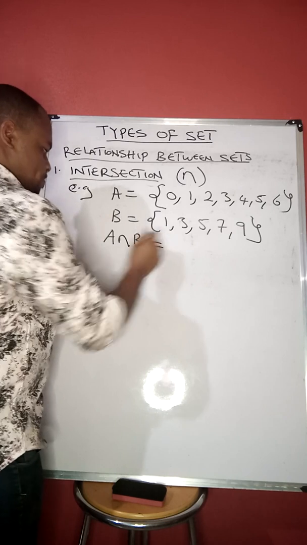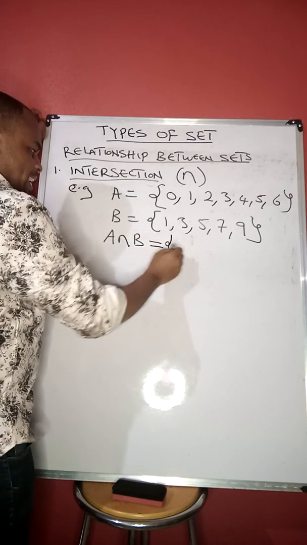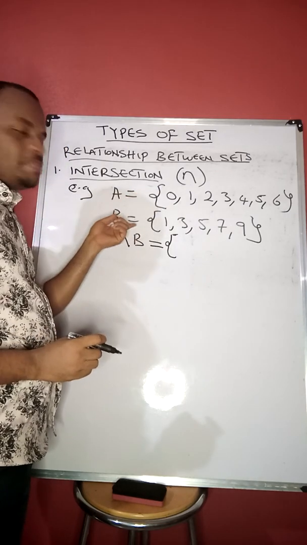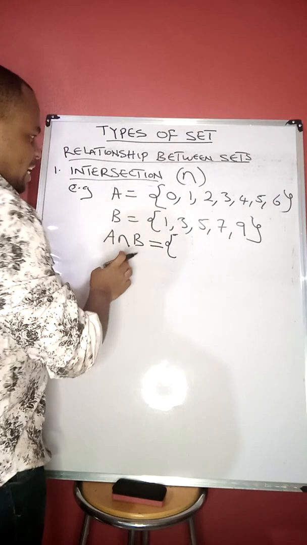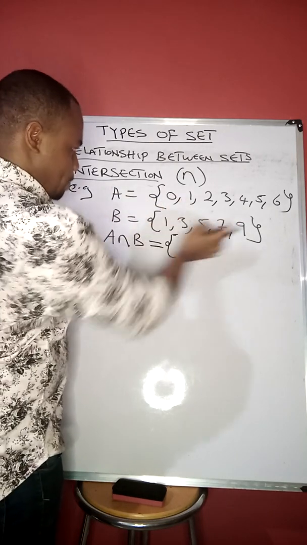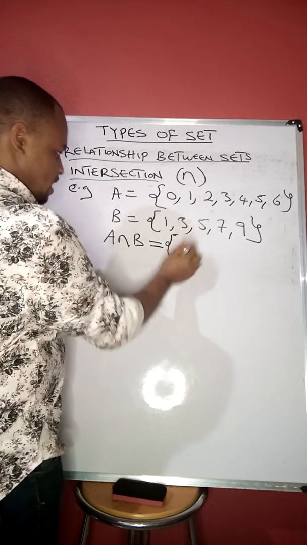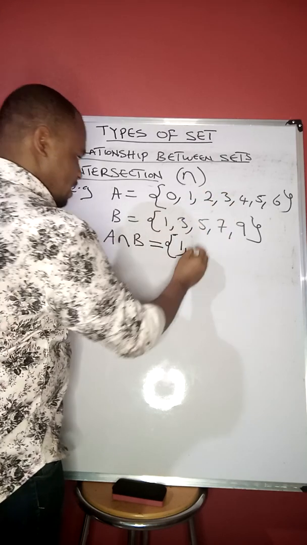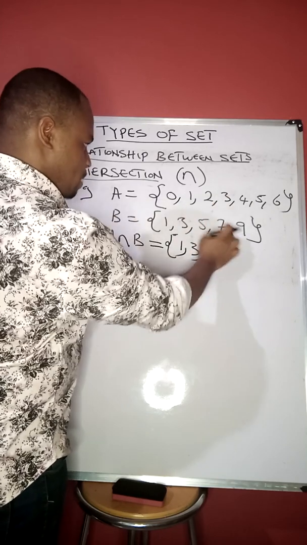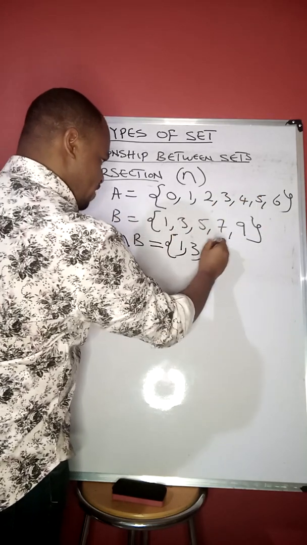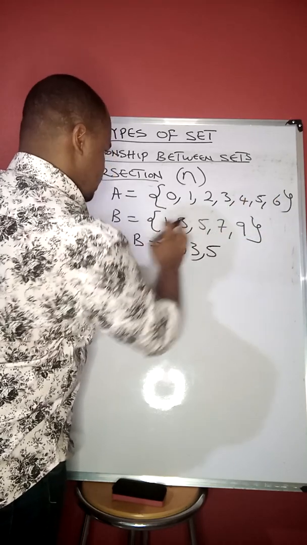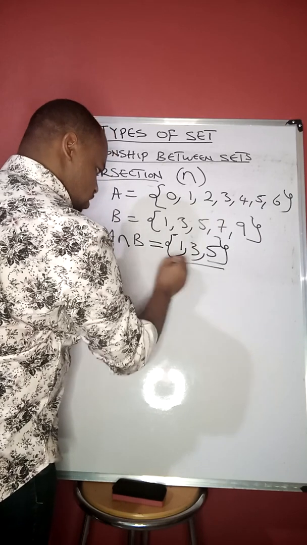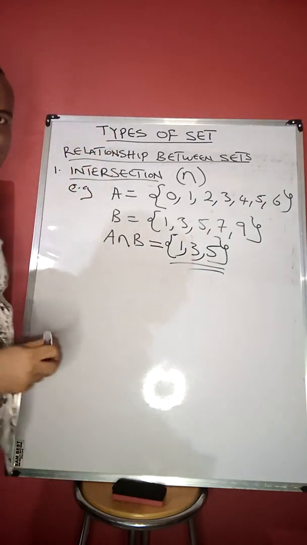It's called intersection. Now, to determine the intersection between A and B, I'll be looking out for the elements that appear in A that also appear in B. Let's look at the elements. 0, 0 does not appear here. 1, yes, 1 appears here, so I'll pick 1. 2 does not appear here. 3 appears here, I'll pick 3. 4 doesn't appear here. 5 appears here, I'll pick 5. 6 doesn't appear here. Once I get to the end, I just close this. So A intersection B is what? {1, 3, 5}. That is intersection.